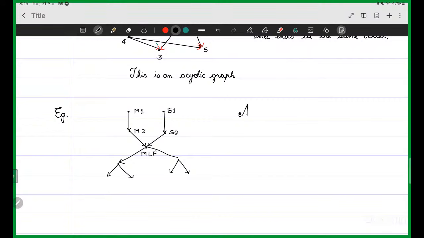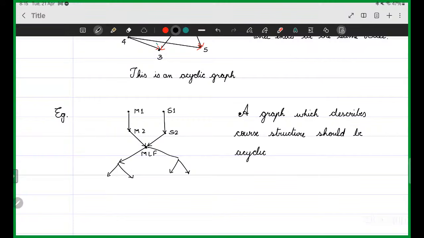So the claim is that a graph which describes, I'll just write it as course structure, should be acyclic. Can you give me a very natural reason as to why that is true?